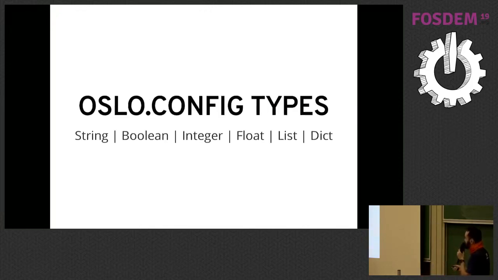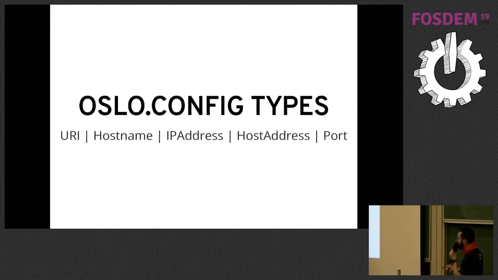In Oslo config, we have the basic types: strings, booleans, integers, floats, lists, and dicts. So we can do the same type checks that argparse does, and this is now extensible to the configuration files as well. ConfigParser only gives me a dictionary and doesn't do any validation on the types. Also very common in OpenStack are the networking types, so we also have validations for this kind of data.